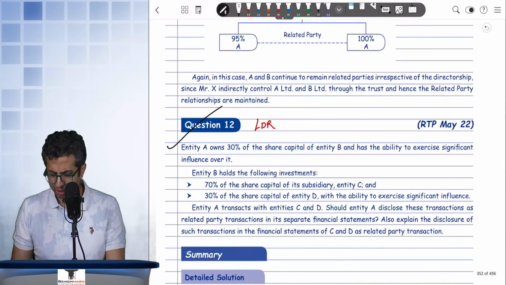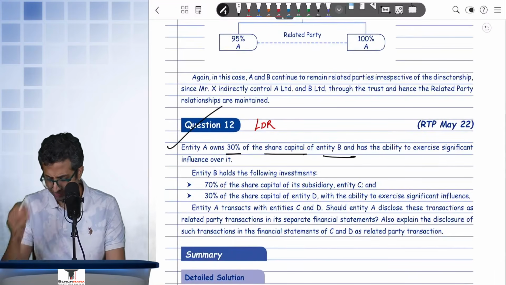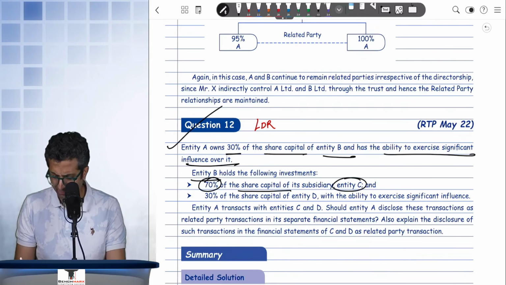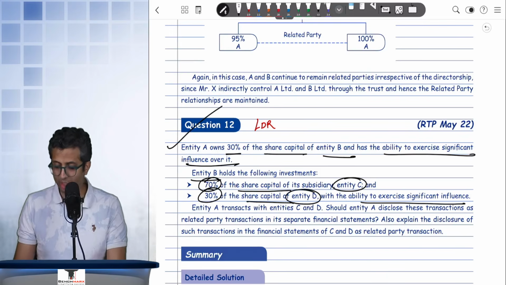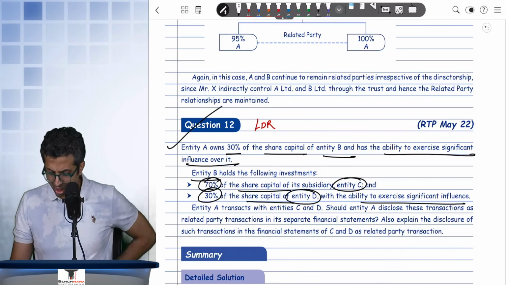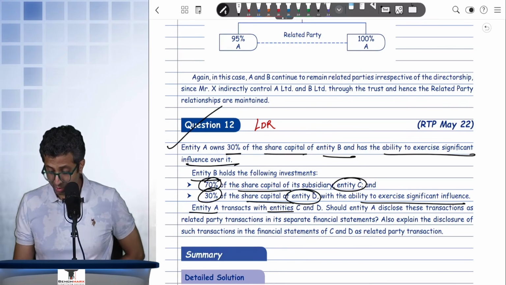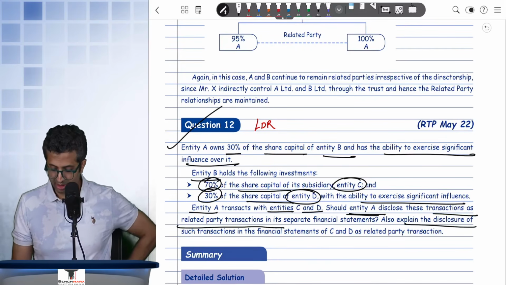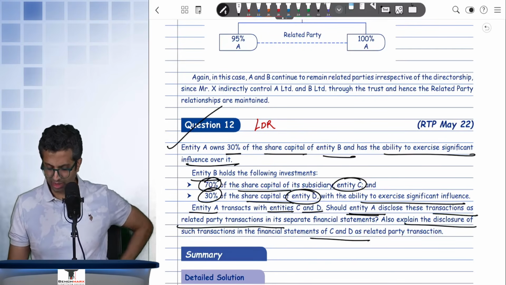Okay. Next, you go to question number 12. A owns 30% of the share capital of entity B, and has the ability to exercise significant influence. B holds the following investments: 70% of share capital of C and 30% of the share capital of D, with the ability to exercise significant influence. Entity A transacts with C and D. Should A disclose these transactions as related party transactions in its SFS? Also examine the disclosure of such transactions in C and D as related parties.